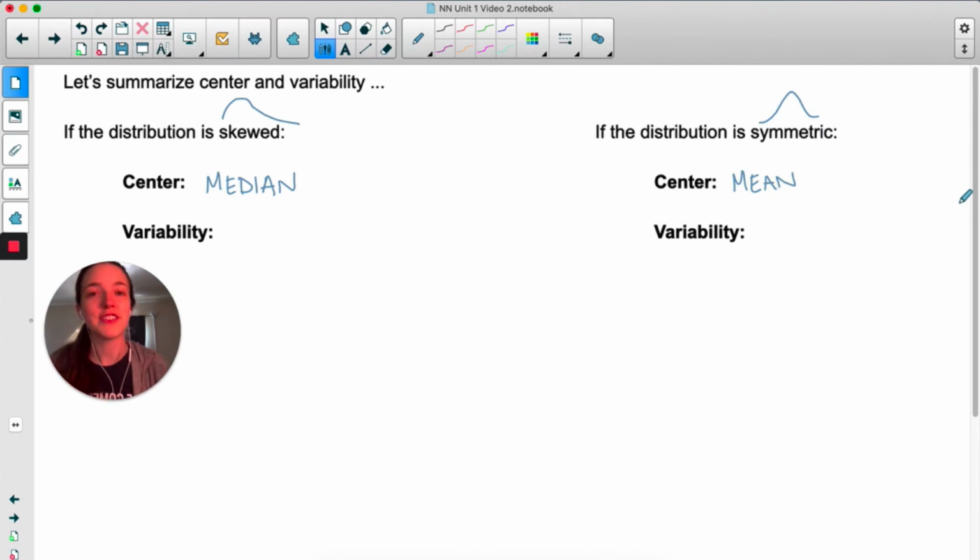In general, these are the different measures of center you should use for symmetric and for skewed distributions. Now for variability, if you're using the median to describe center, just go ahead and use the 5-number summary to describe variability.